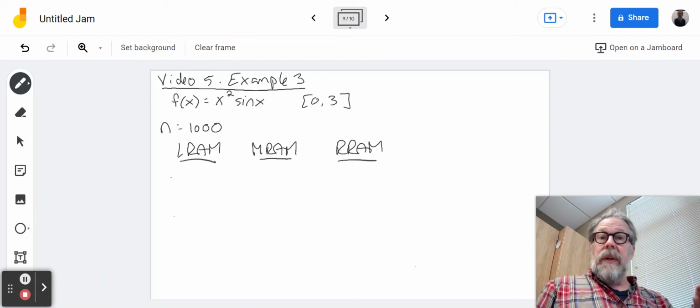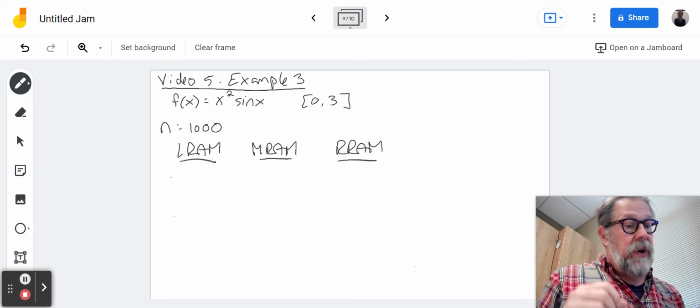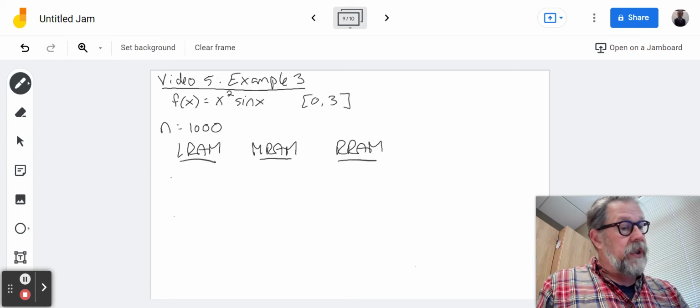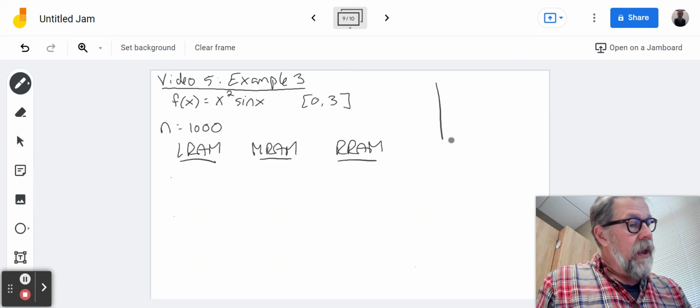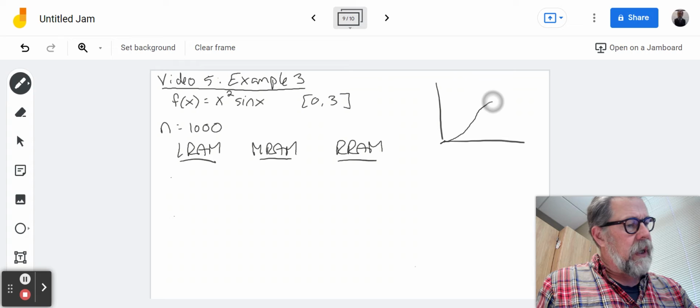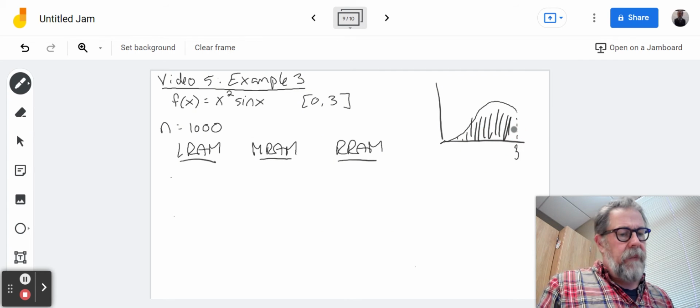All right, let's take another quick look at another example. We've got the function x squared sine of x. We're interested in the area under this curve from 0 to 3. So if we look at the function, what we see is that it looks something like this. And so we're interested in this area right here.